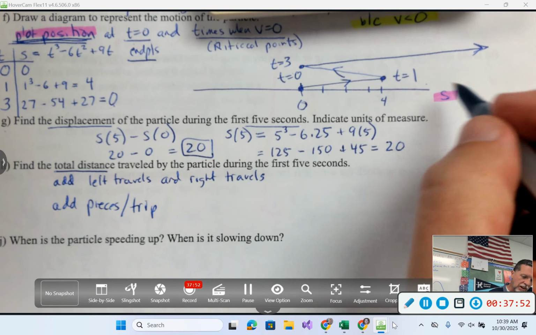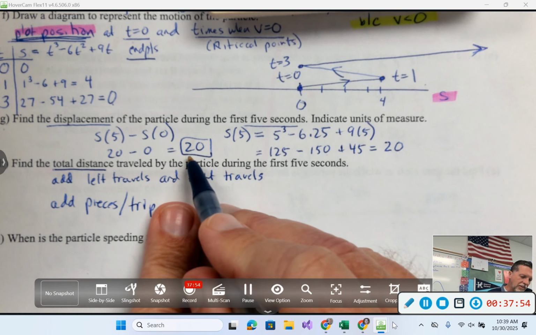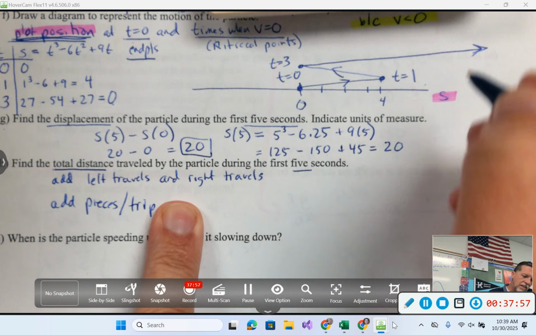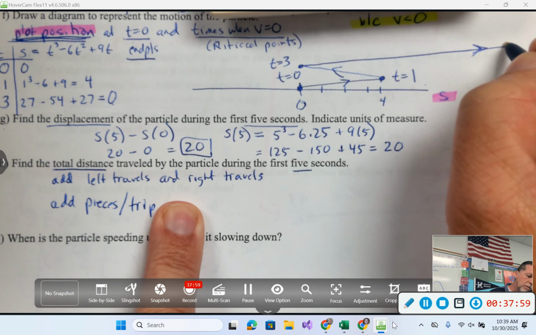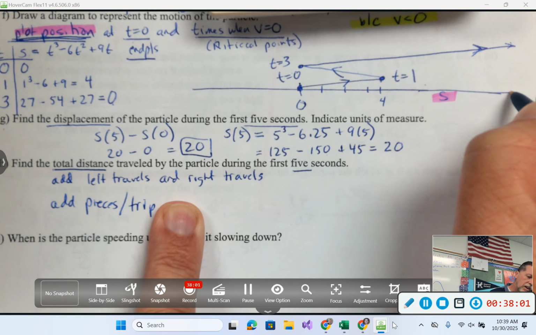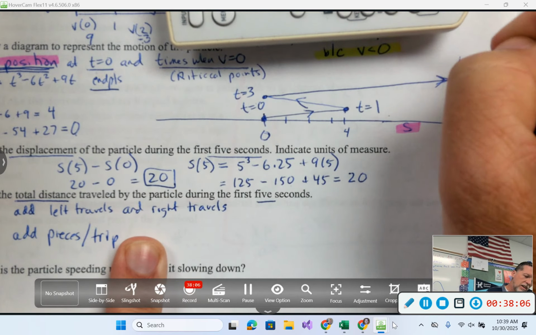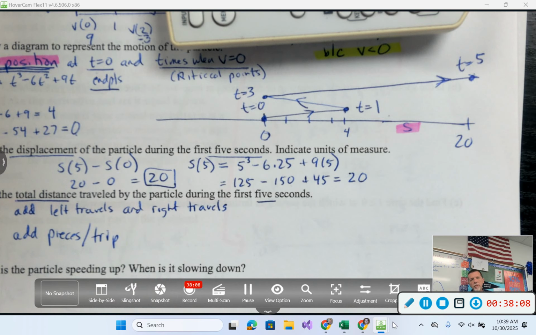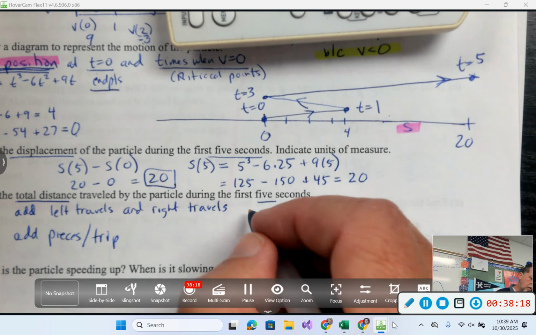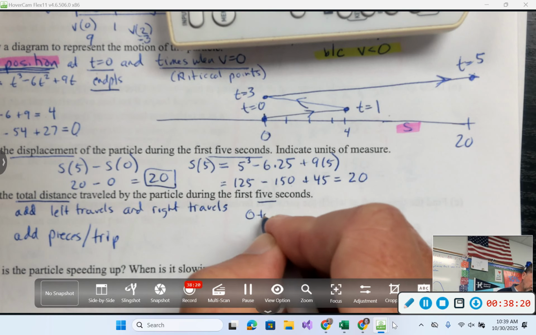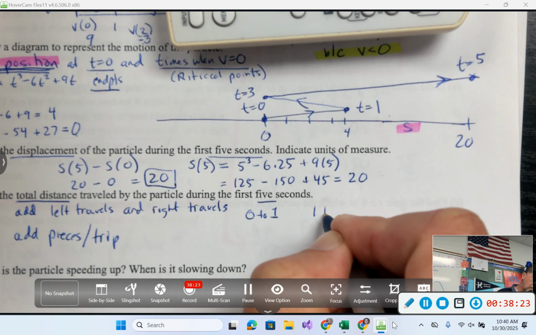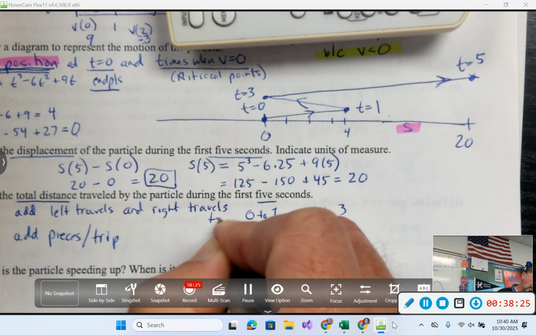Let's look at our motion diagram. We already have s of 5. That was out there at 20, so somewhere way out there. There's 20. The graph, not the scale, right? So let's look at the pieces. There's a 0 to 1 piece. There's a 1 to 3 piece. And I guess these are times, I should say.